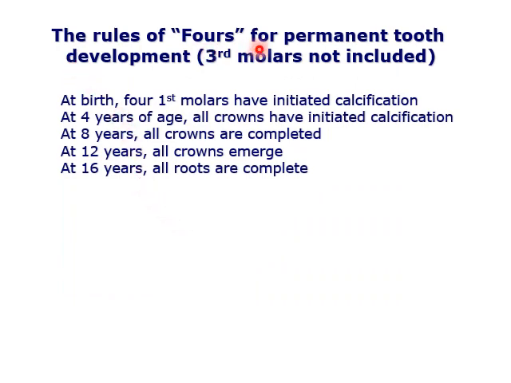The rule of 4 for permanent tooth development, third molar not included. At birth, first molars have initiated calcification of the crown. At 4 years of age, all crowns have initiated calcification. At 8 years, all crowns are completed. At 12 years, all crowns emerge. At 16 years, all roots are completed. This aids you to remember the chronology of the permanent teeth.